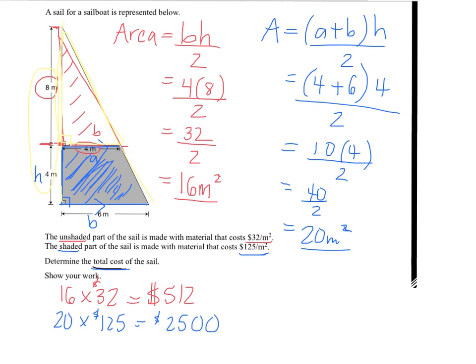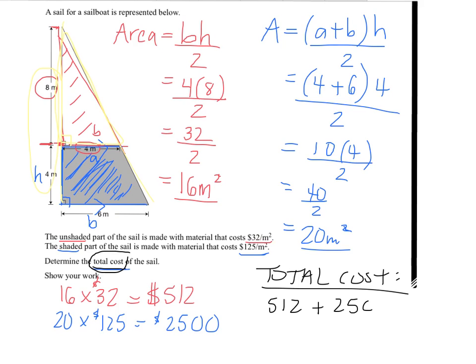And then you took the total area of the shaded part, which we found was 20 meters squared, and multiplied it by the cost for the shaded part, which is $125, and you got $2,500. But the question says find the total cost of the sail. So what would you do to find the total cost? You would add together the $512 and the $2,500. Good. We add the two together because the material is needed for each part. And what do we get? A total of $3,012, and we've shown all our work and answered the question. So there we go.